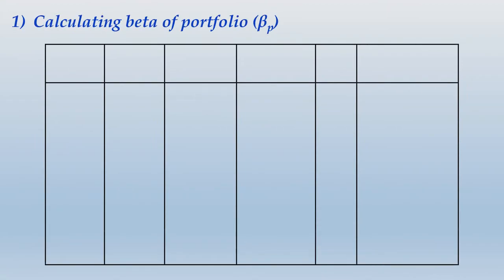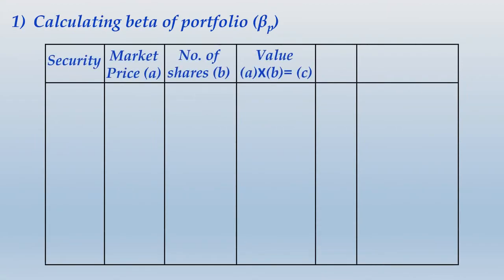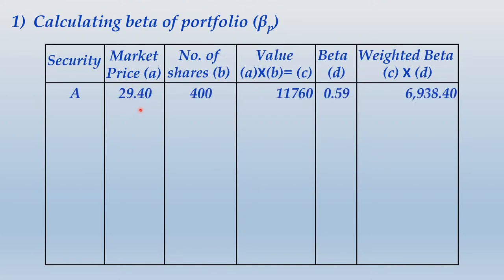In your solution, the first thing is computation of portfolio beta, because that was the first requirement in the question. So security A, the market price is 29.40, number of shares that you are holding is 400 shares, value will be A into B, that is market price per share into 400, that is number of shares, you get 11,760 as the value. Beta is already given in the question. And then what we do is we multiply the beta to the value of the stock to get the weighted beta. And we keep doing like this for each of the 8 stocks.